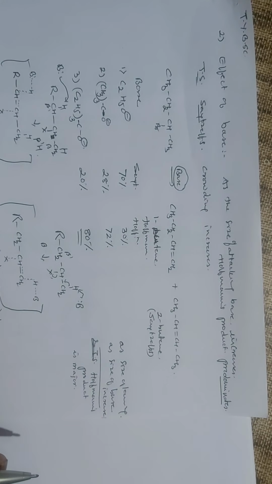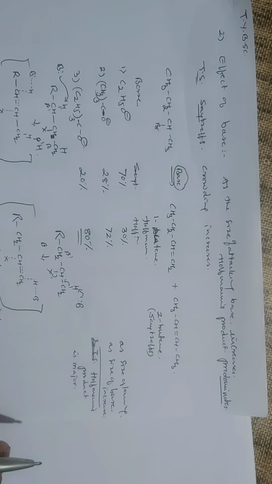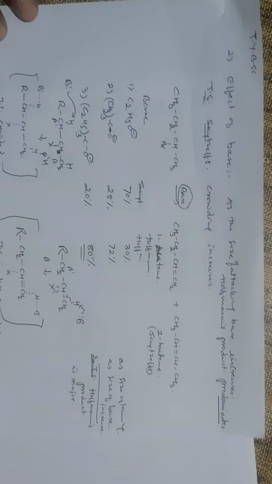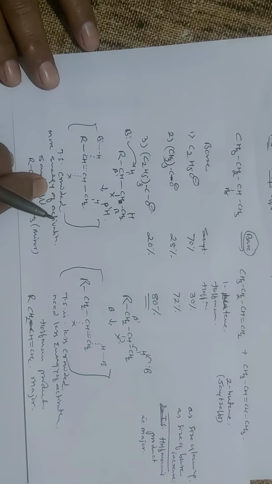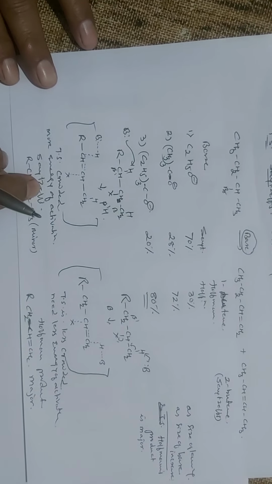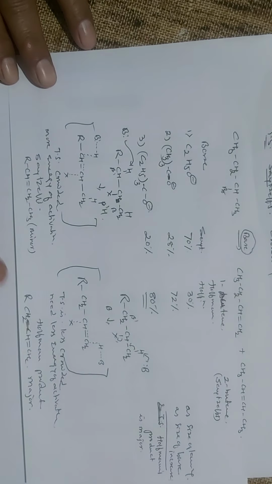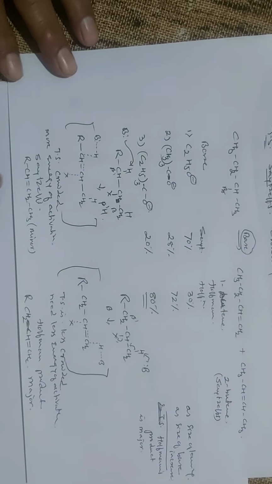To get the Saytzeff's product, the energy of activation needed is high, and so the Hofmann's product is obtained as a major product, and Saytzeff's product is obtained as a minor product. So here we conclude with the E2 elimination.